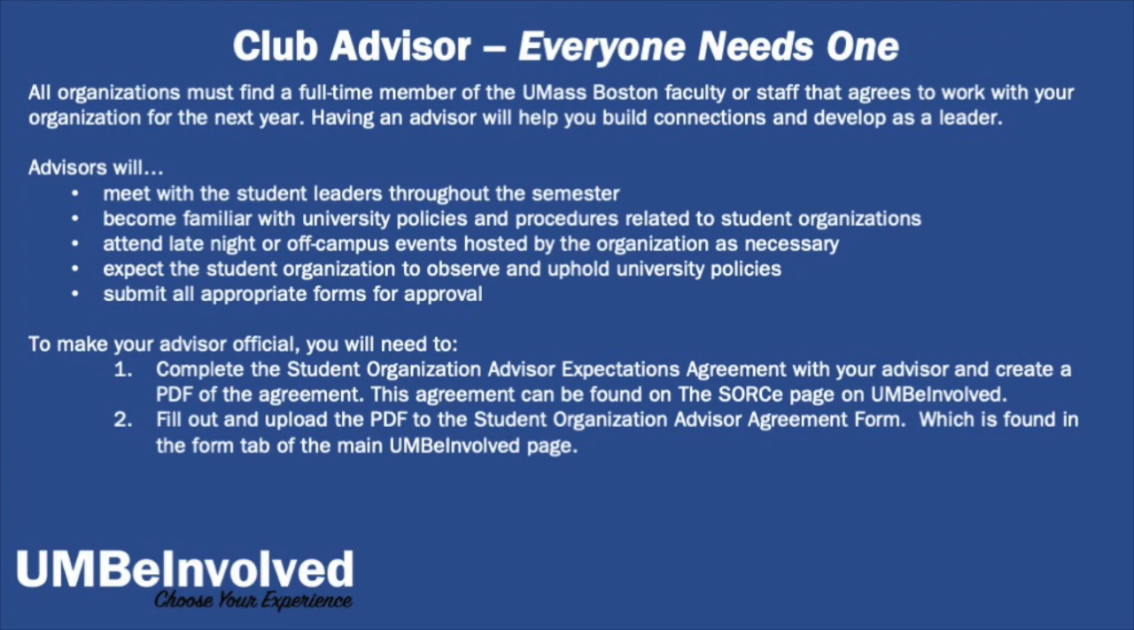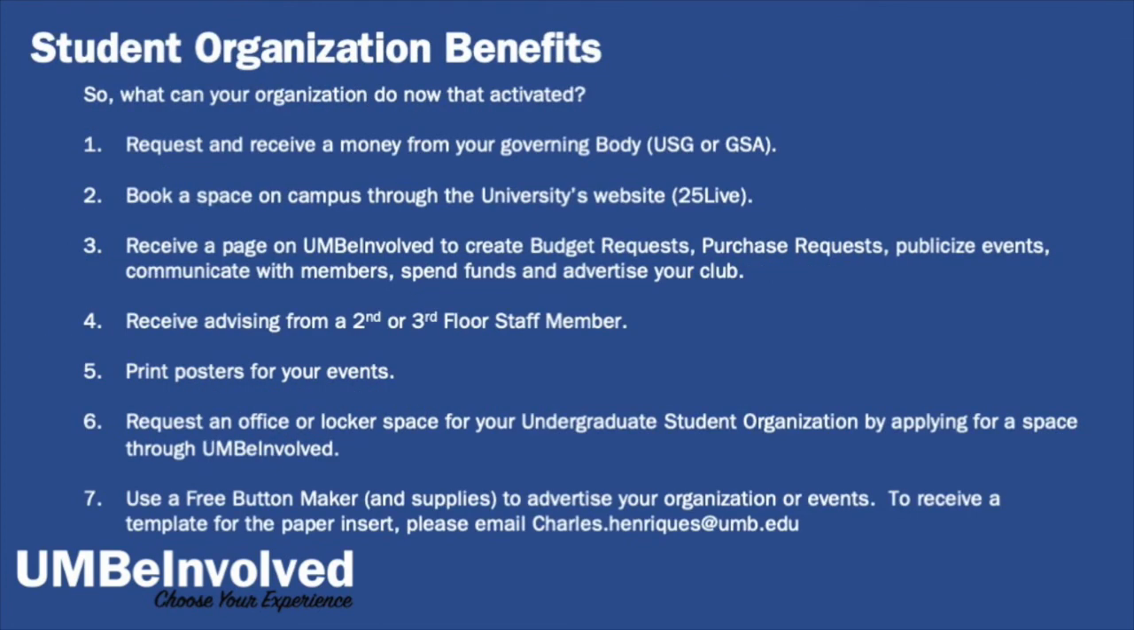To make your advisor official, you'll need to complete the Student Organization Advisor Expectation Agreement with your advisor and create a PDF of the agreement. This agreement can be found on the resource page of UMBeInvolved. You then need to fill out and upload the PDF to the Student Organization Advisor Agreement form, which is found in the Forms tab of the main UMBeInvolved page.